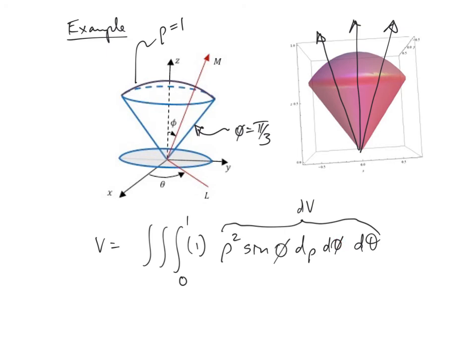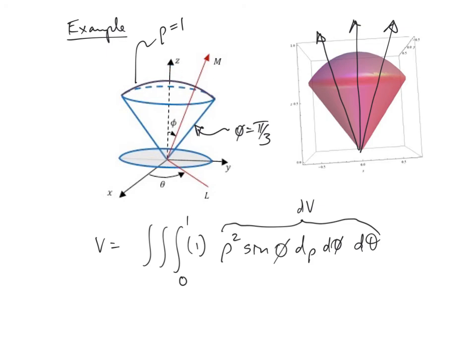I'm going to start again. Once we've done this integral, rho is gone. We've integrated it out. So the limits of this second integral, the middle one, could be a function of theta. And the last one has to be numbers. It can't be a function of anything. Okay, so now we're going to integrate with respect to phi.